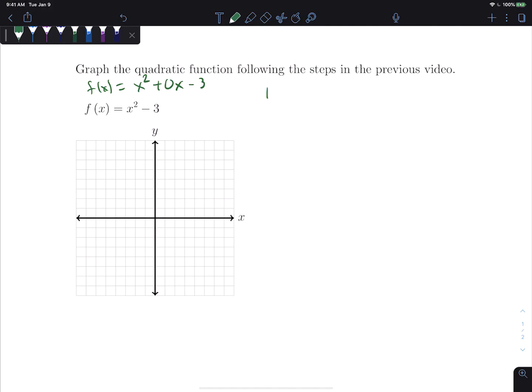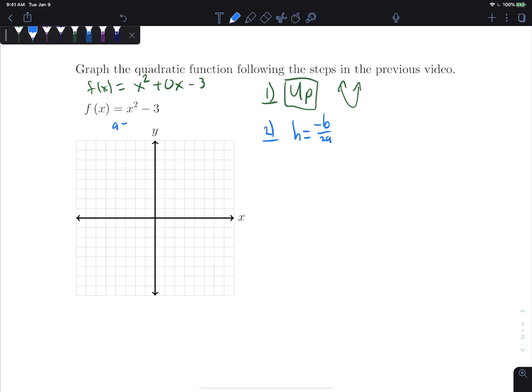The first step is to determine if this function is opening up or down. To do that, look at the number in front of x squared. In this case, it's 1. It's positive, therefore it's opening up. It'll be looking like that. Excellent.